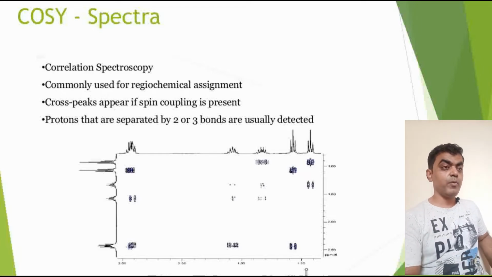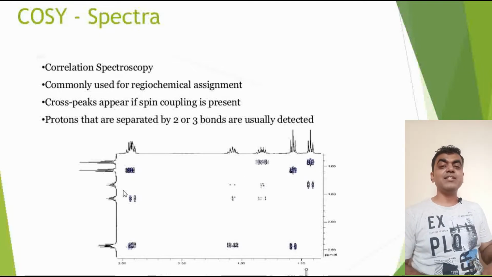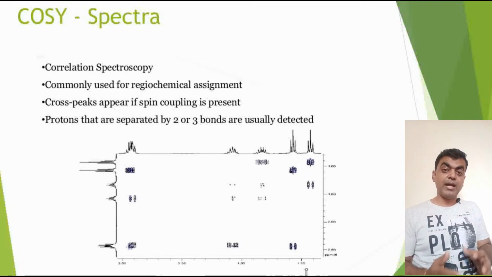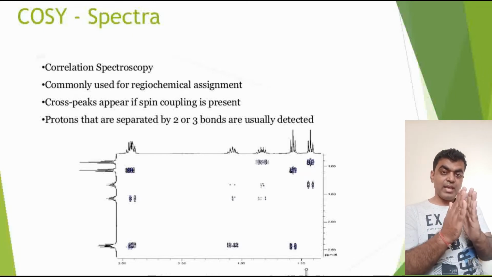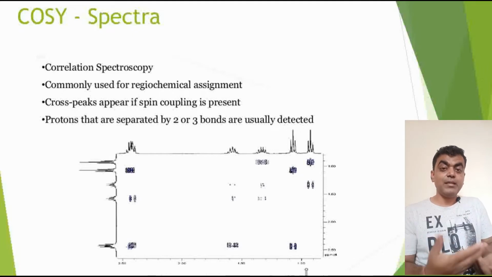So this is important, because these cross peaks will only appear if there is a spin coupling. It may also happen that there are two peaks that look like a doublet, but they are two single peaks. We have assigned them as a doublet.